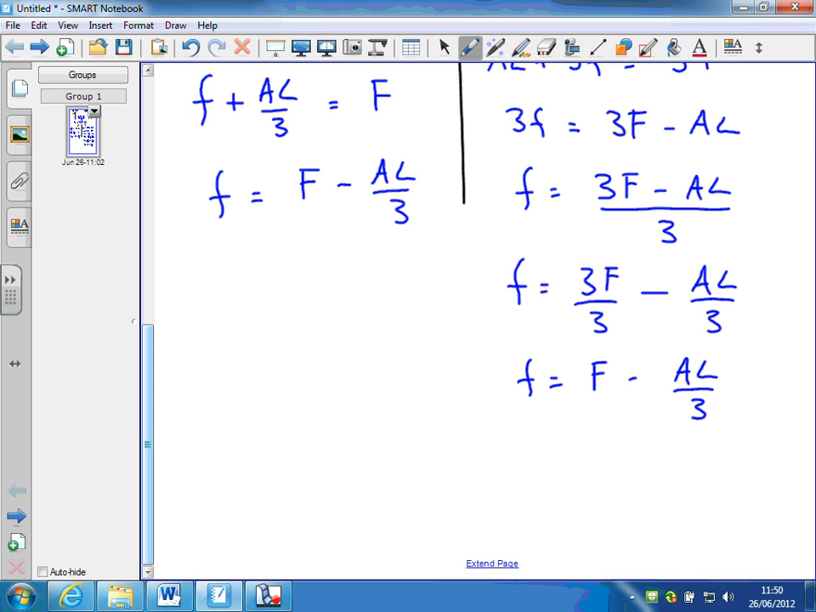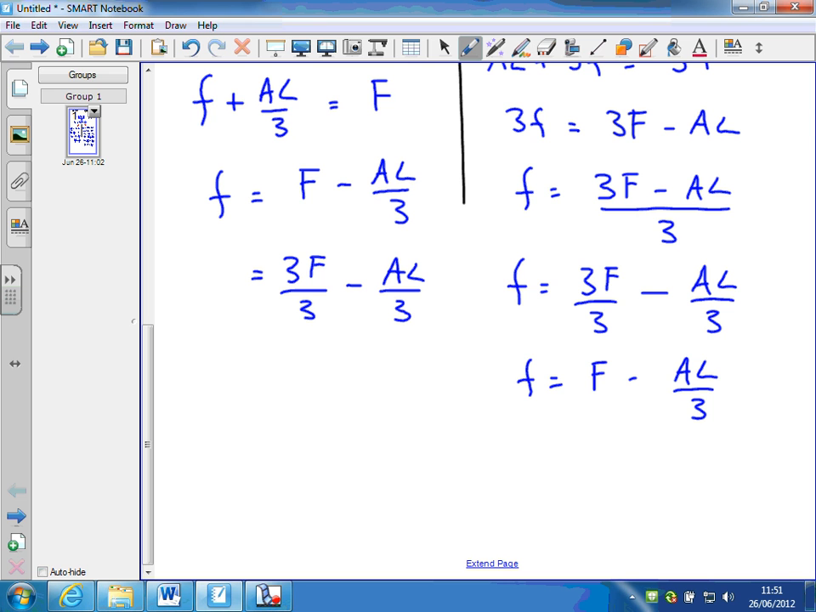Going to the left hand side, how can we prove that this formula here is the same as the formula which is the answer on the right hand side? How do we show that? It's slightly more awkward to show that. What we need is a common denominator, so I need both of these terms on the right hand side to have the same denominator, i.e. 3. So looking just at this term, if I multiply and divide by 3, it'll have that denominator. So 3F over 3 minus AL over 3.